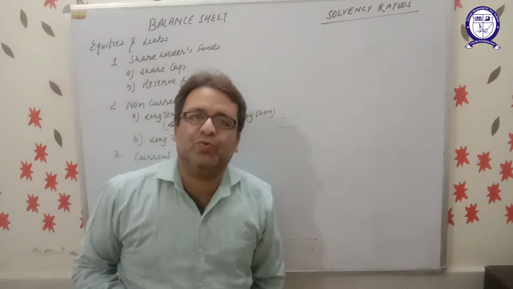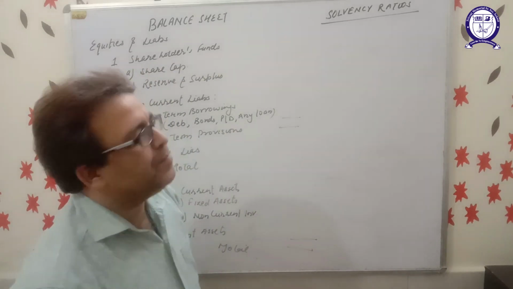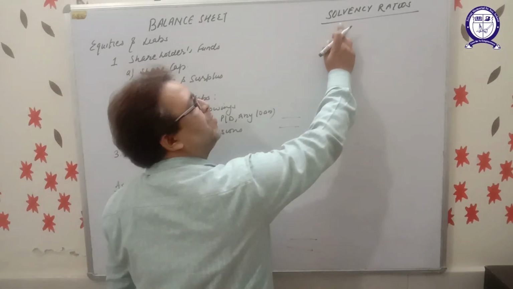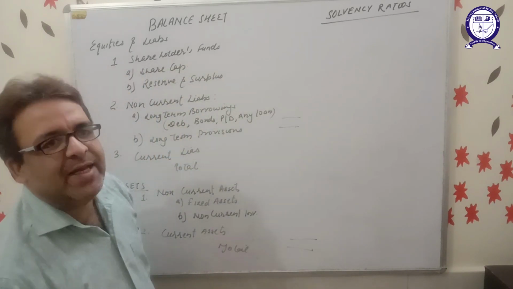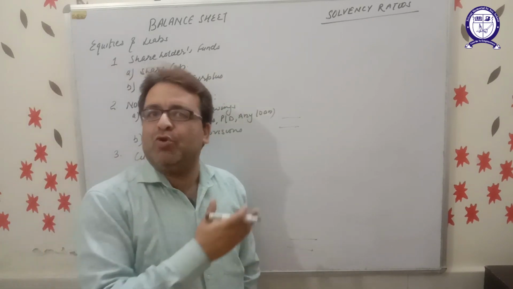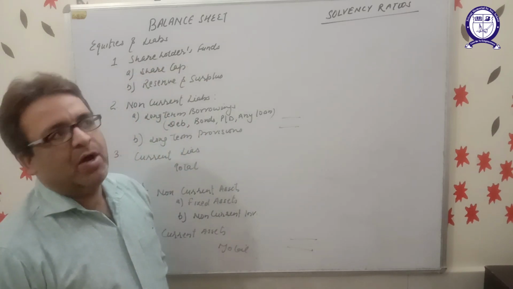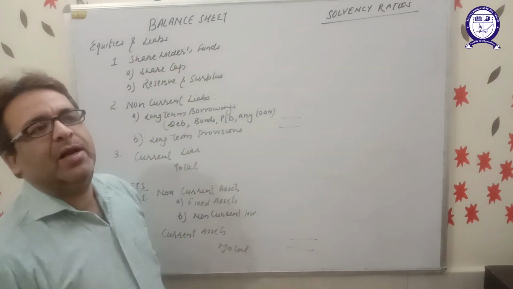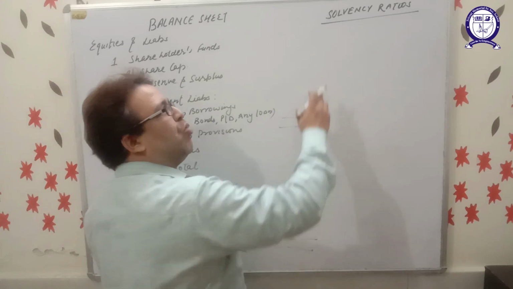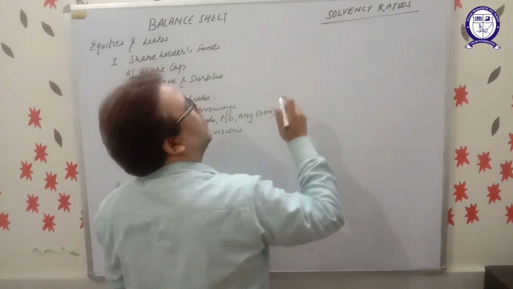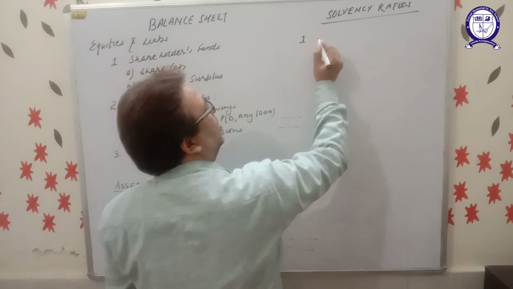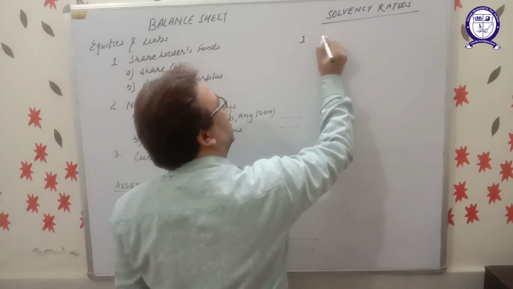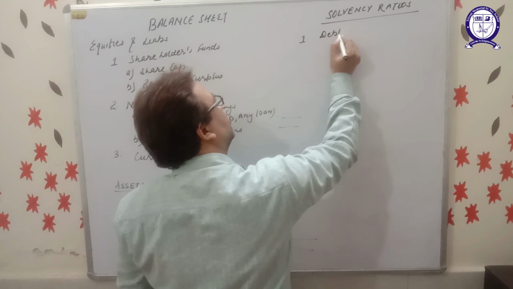Solvency ratios are used to check the long-term solvency position of the company, whether the company is able to meet its long-term liabilities or not, whether the company is able to pay the interest on long-term liabilities or not. So there are four ratios. Number one, debt equity ratio.